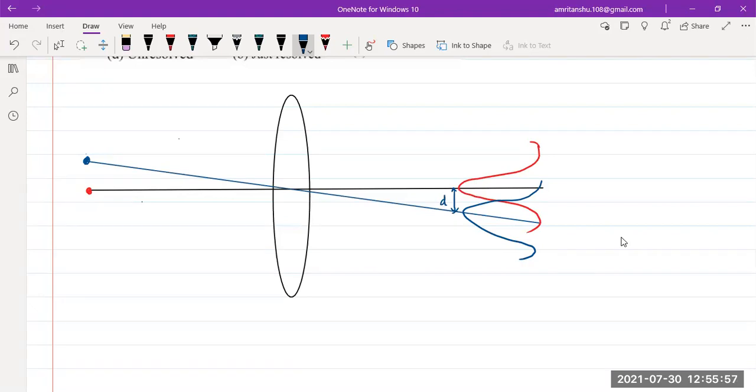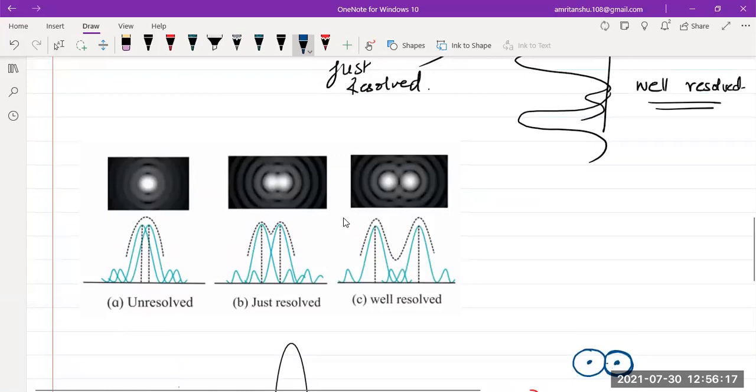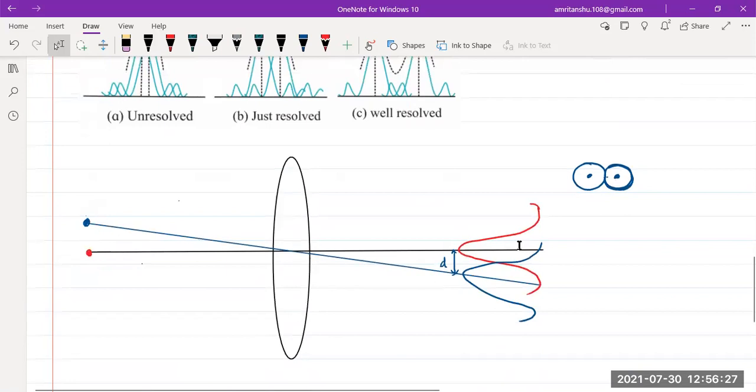If it is just resolved, don't you think I'll get an Airy pattern something like this? And what do you think will be the angular separation of this point and this point? Just resolved means I'll get a condition as I've shown here. You can see the centers of these two diameters. What will be the angular separation between them? The angular separation theta here will be 1.22 lambda by d.